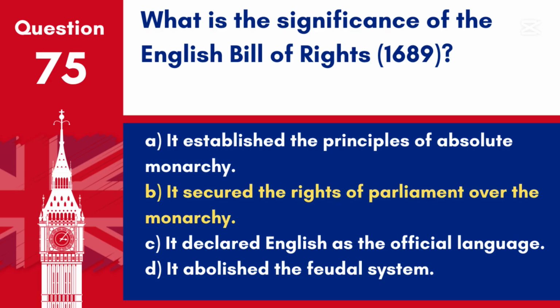Answer. B. It secured the rights of Parliament over the monarchy. The English Bill of Rights in 1689 was a crucial document that set out the limits of royal authority and codified the rights of Parliament, further establishing the framework for a constitutional monarchy in Britain.